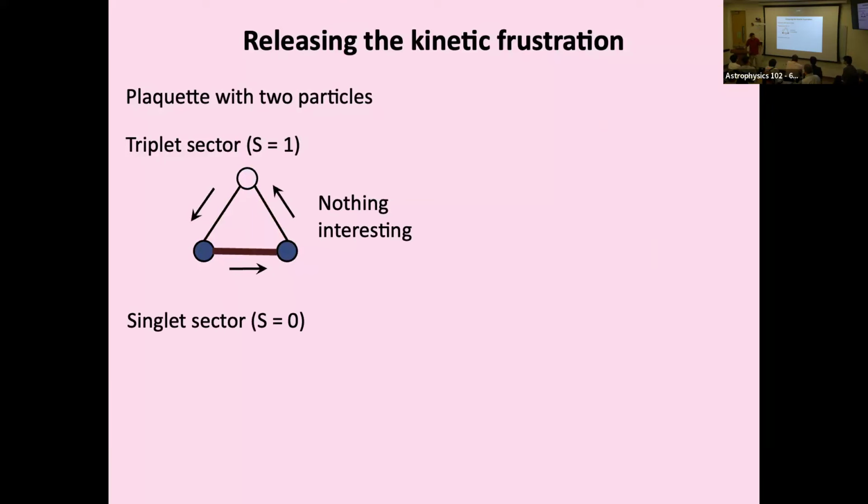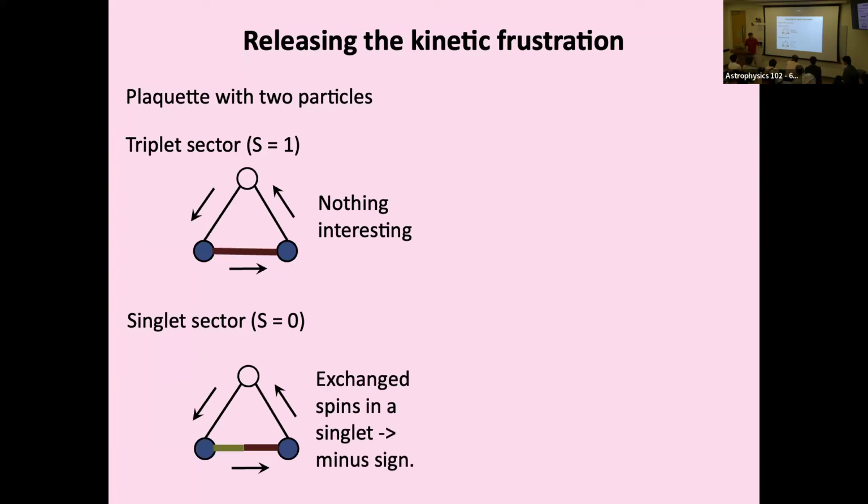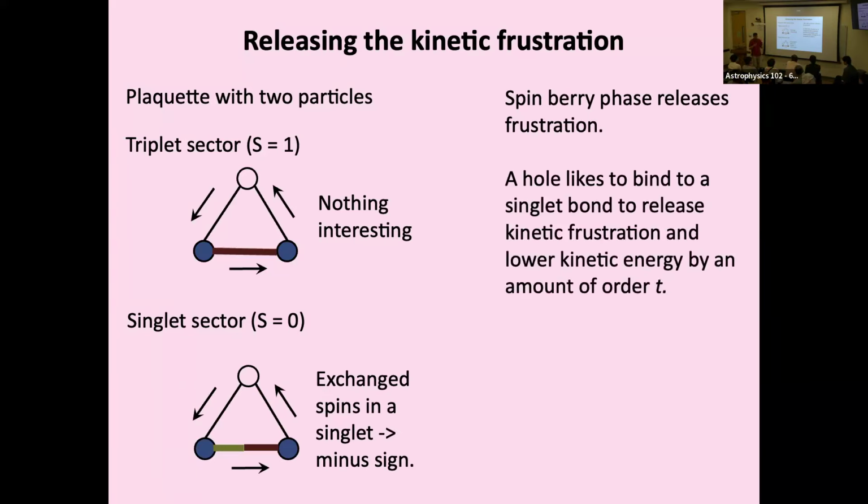On the other hand, in a singlet, when you swap the two spins, you get a minus sign. That minus sign is exactly what's required to cure the minus sign problem we had earlier. And so you release the frustration. Okay, so this is basically a polaron where a dopant, a hole dopant, binds to an antiferromagnetic environment around it.